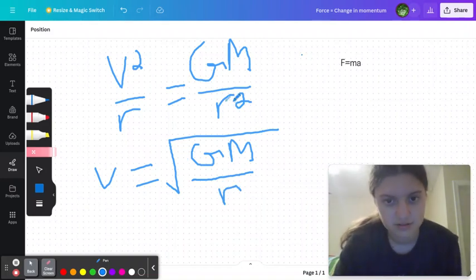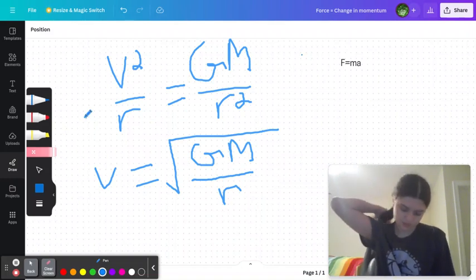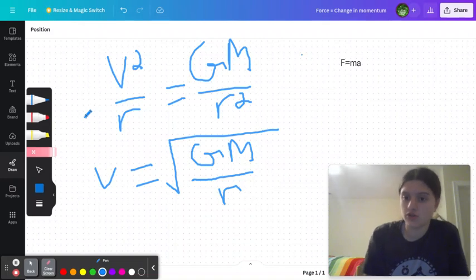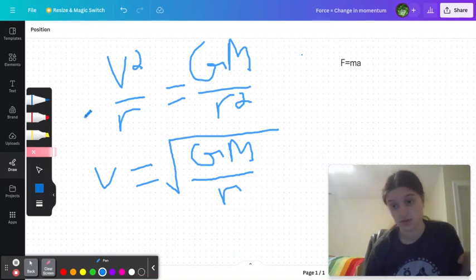I just canceled out part of the bottom and square rooted it. Basically that tells us that as you get closer to the object you are orbiting, you're going to get faster. Like the moon, when it's closer to Earth, it's moving a little bit faster. The same thing with the Earth and the Sun. When the Earth is closer to the Sun, it's technically moving faster.